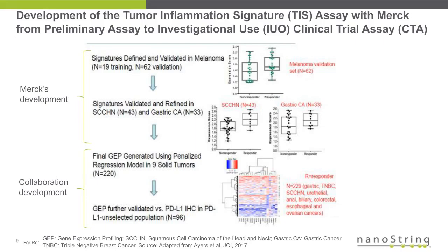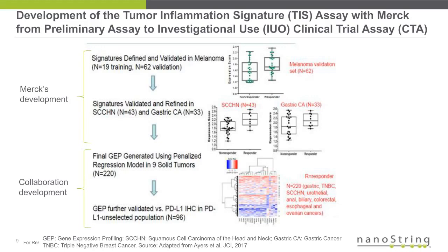So this slide is just showing you a bit of what the clinical development of the tumor inflammation signature looked like. Merck initially began by looking at a cohort of patients from one of their melanoma trials, where they did a discovery cohort with a very small number of patients and then validated a preliminary signature. And what you can see is that in patients that had a positive clinical response to pembrolizumab, there was an elevated signature observed versus those patients that did not experience clinical benefit.